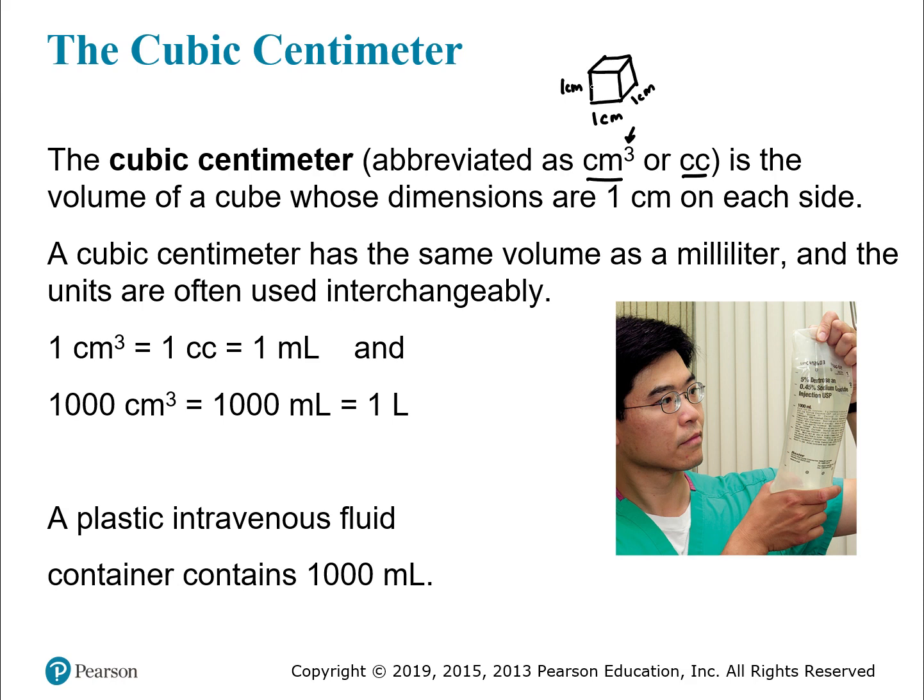That also happens to be the same volume as a milliliter. So any of these 3 things mean the same exact volume. Likewise, as I told you before, 1,000 cubic centimeters is equal to 1,000 milliliters, which is also 1 liter.